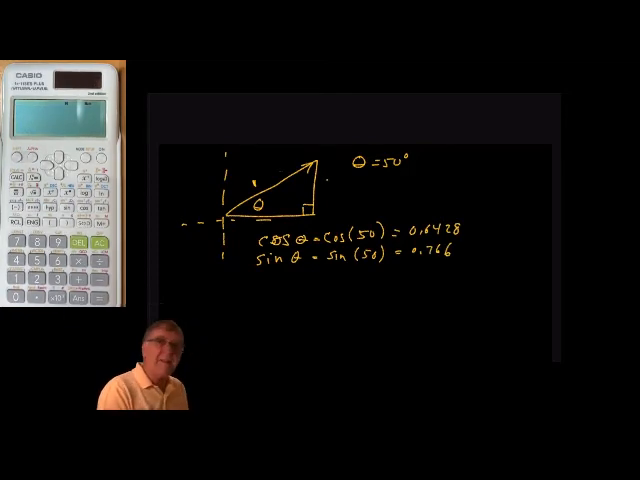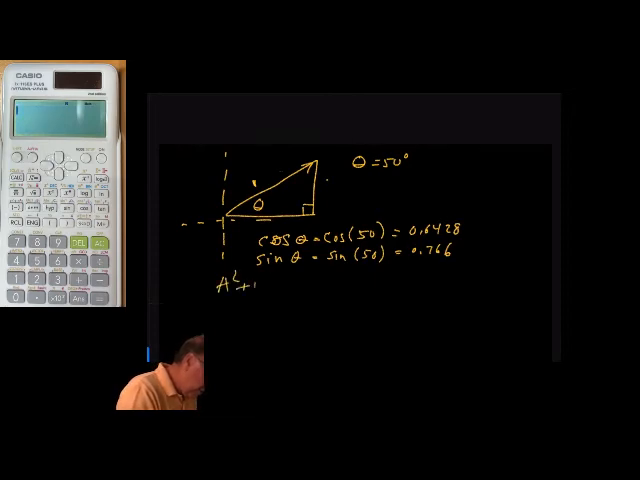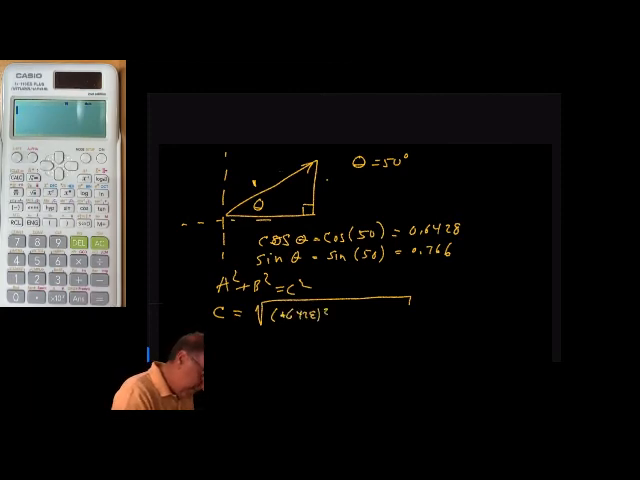You could verify this in another way using the Pythagorean theorem, and you've all seen that before. So a squared plus b squared equals c squared. C equals the square root of, we'll plug these in, 0.6428 squared plus 0.766 squared. So we could plug that into our calculator here.